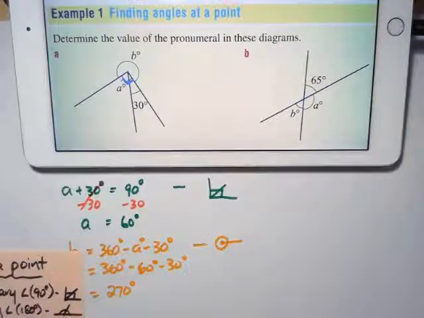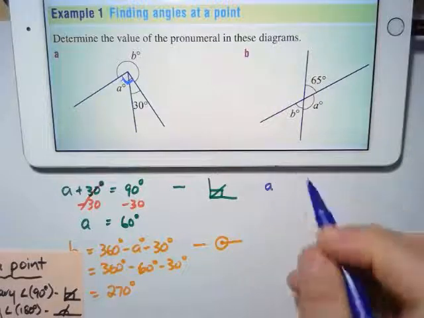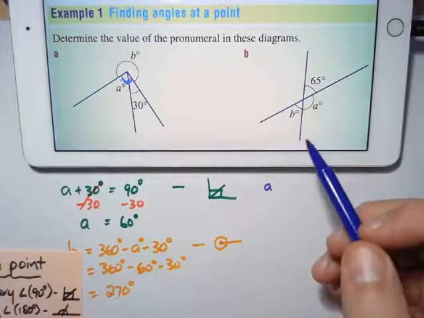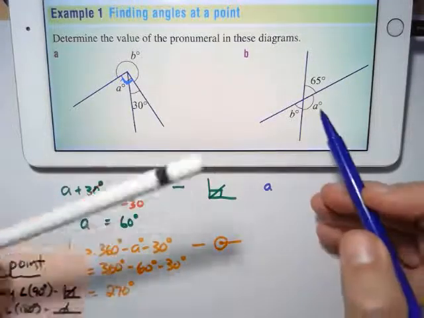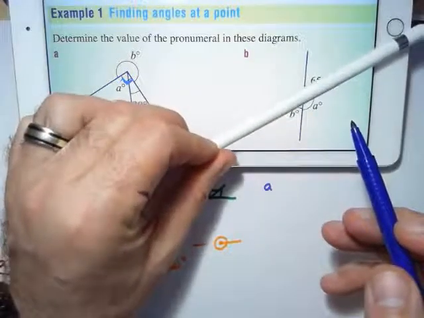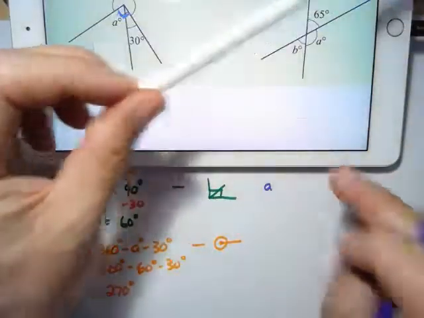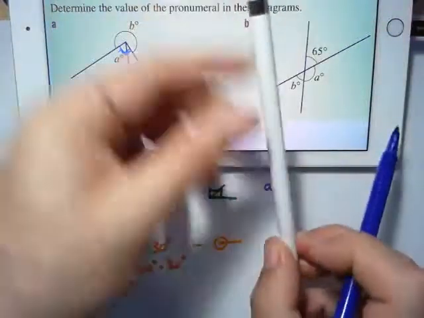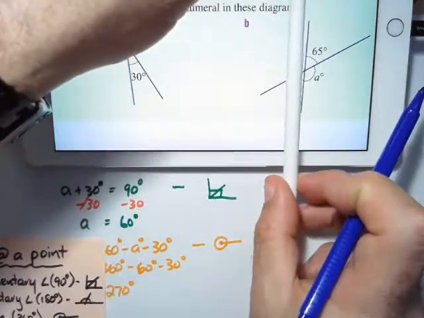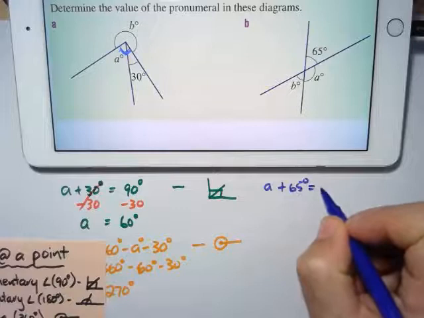Okay, let's look at B. And B, they ask us to find, first of all, A over here. So I'm going to say A. What do I see? Well, to find A, I need to look at what they give me. A is part of this straight angle. Okay, A is part of the straight angle. But I don't know exactly where that is, or what B is, so I can't do it. A is also part of this straight angle. So I can say that A plus 65 degrees equals 180.